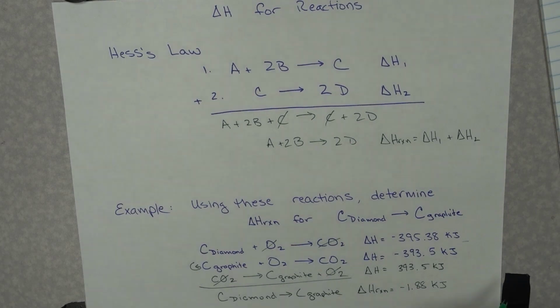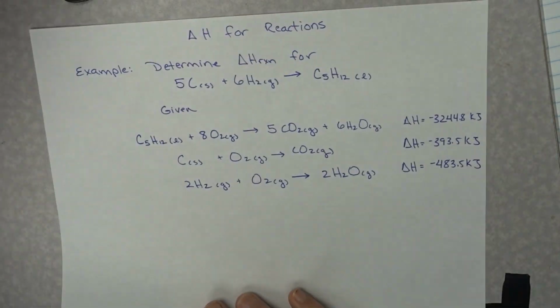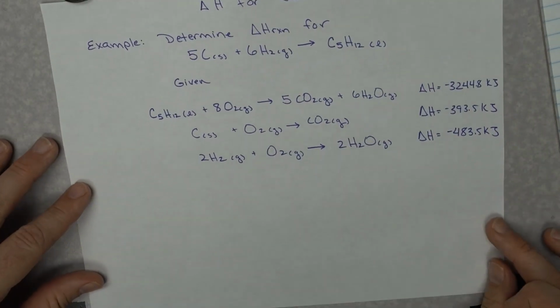giving off 1.88 kilojoules of energy. So it's energetically favorable for diamonds to turn into graphite. So for any of you that have a diamond, it's turning into graphite, just very, very slowly. So we can put that into a more robust kind of problem.